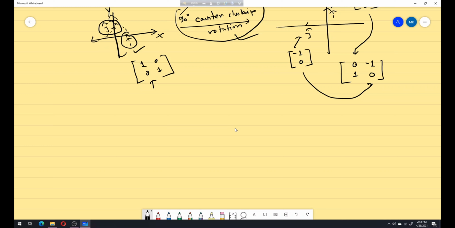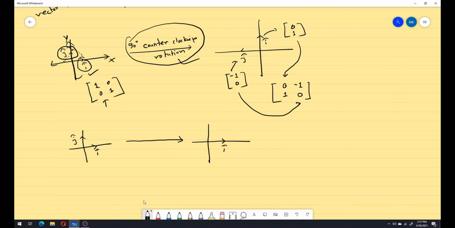Let's say you have your normal basis vectors, and after transforming, the I cap remains the same, but the j cap again... sorry, I again had some complications with my machine.